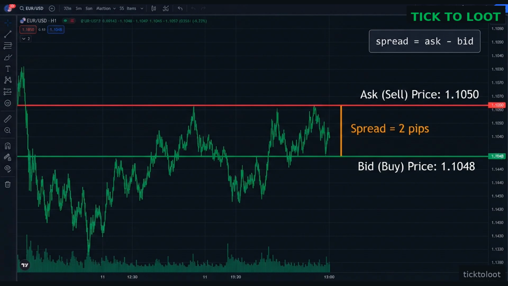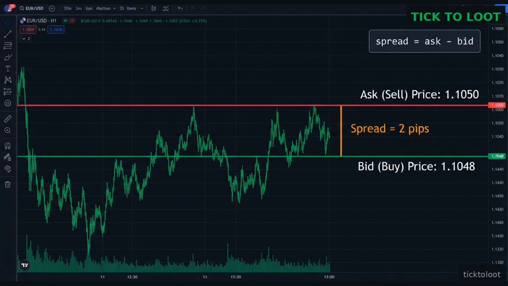To calculate it, you simply subtract the bid price from the ask price. Spread equals ask minus bid. In our example, 1.1050 minus 1.1048 equals 0.0002, or 2 pips, which at a standard lot size of 100,000 euros translates to about $20 in cost. Knowing this number is the first step to building a realistic algo that accounts for every dollar that leaves your account.